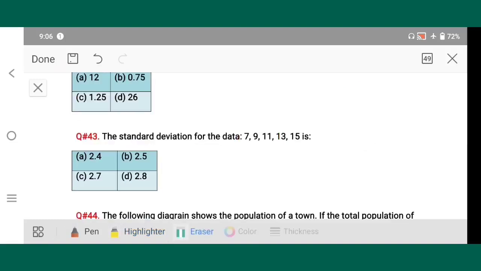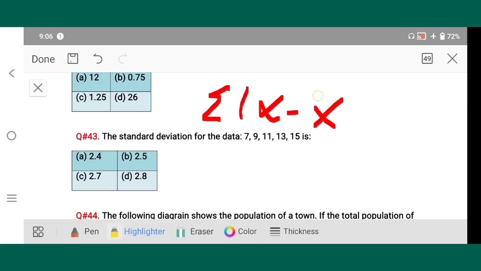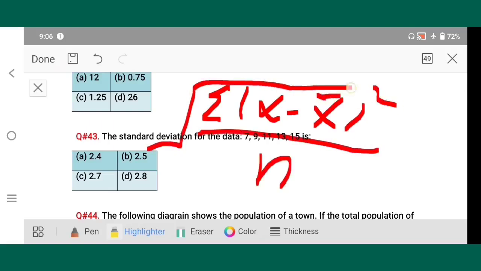0.75. Question number 43. The standard deviation for the data 7, 9, 11, 13, 15 is, the options are 2.4, 2.5, 2.7 and 2.8. I'm just giving you the formula, you can do it by yourself. So here the correct option is 2.8.